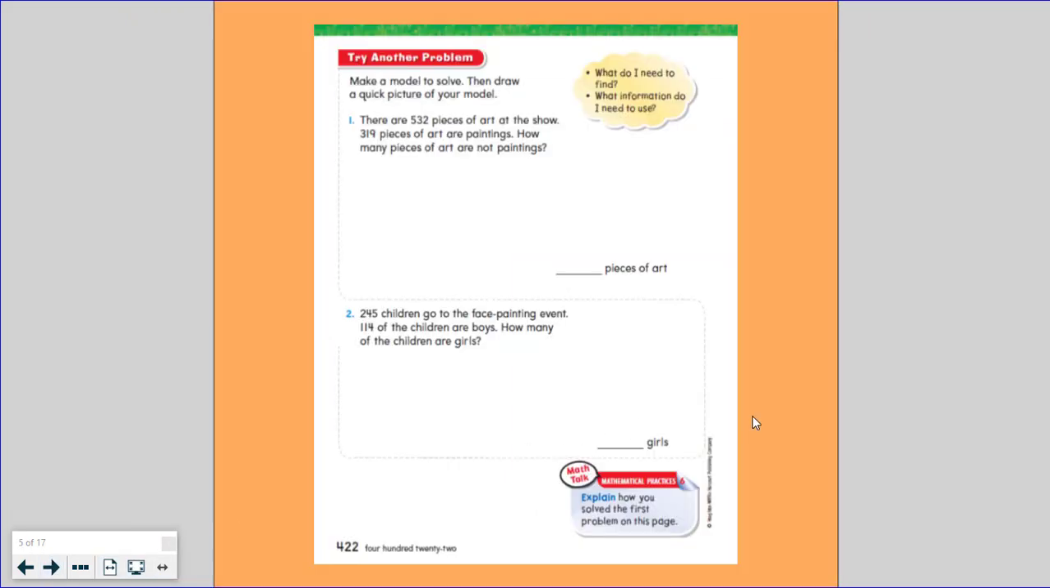Alright, so page 422, it says make a model to solve, then draw a quick picture of your model. So just like before, if you have your base 10 blocks, you can model it with those. If not, just start with your quick picture.